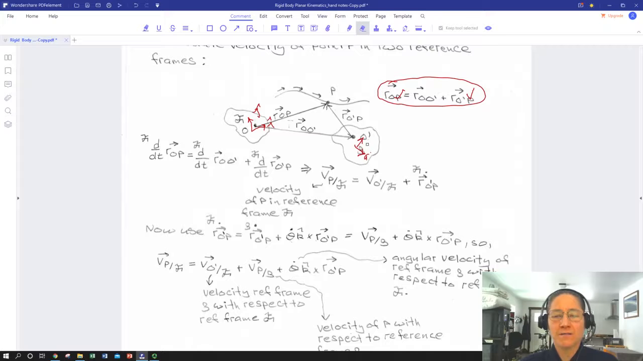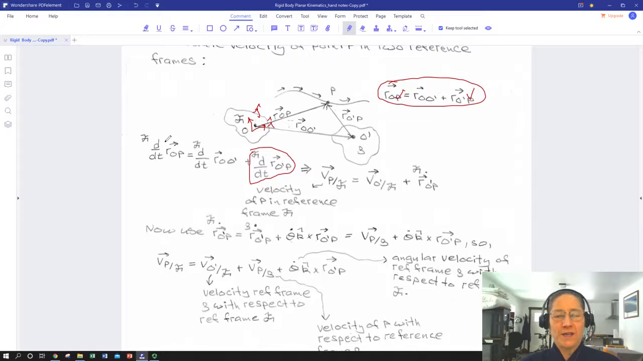Okay, so we'll get rid of this for now. We're going to truck through and take derivatives with respect to time, just apply some math. So the first time derivative of radius vector OP from the standpoint of reference frame F is going to be equal to the first time derivative of radius vector OO prime from the standpoint of reference frame F plus the first time derivative of radius vector O prime P from the standpoint of reference frame F. Okay, this is obviously going to be our difficult one because it isn't really obvious.